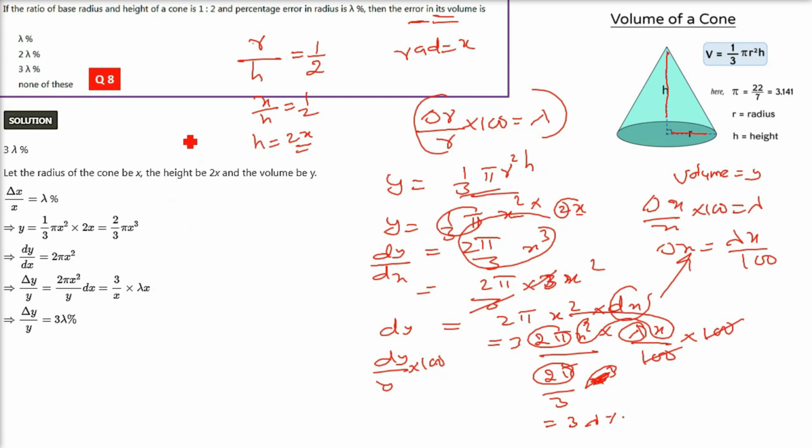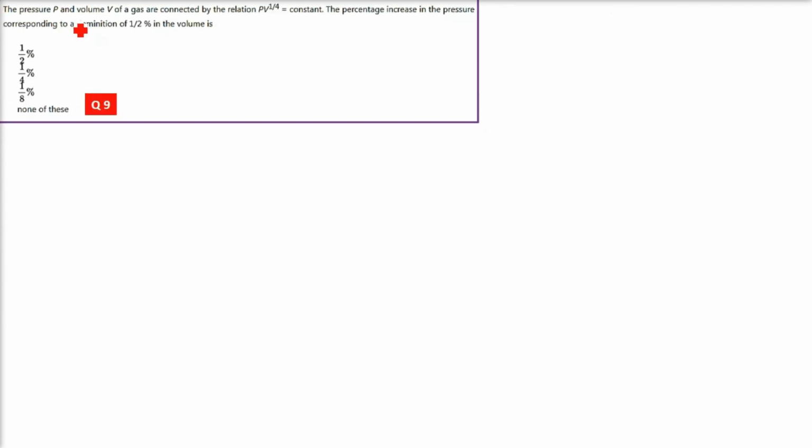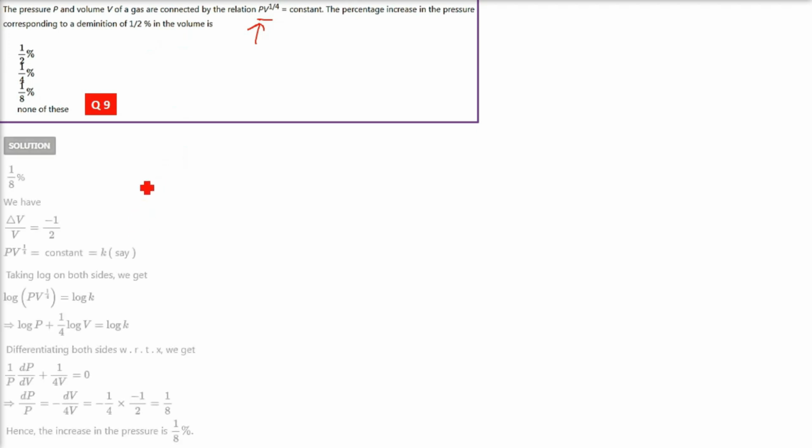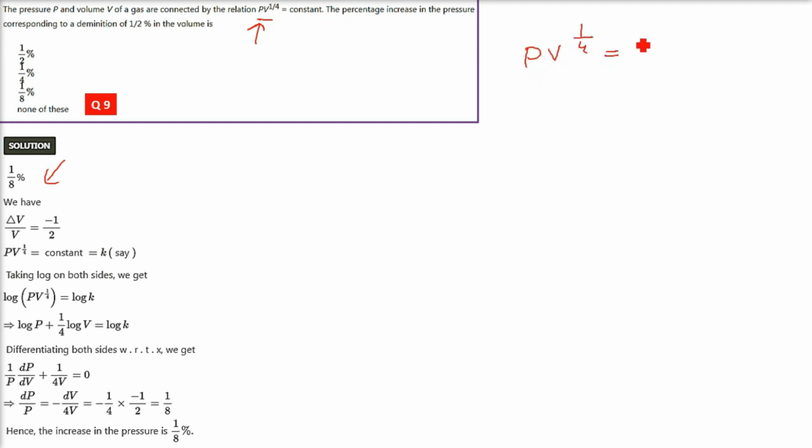So this is how you are going to follow and write. The pressure P and the volume V of a gas are connected by the relation PV to the power 1/4, which is a constant. We know that we have to take log. The percentage increase in the pressure corresponding to diminution of 0.5% in the volume is. And now this is the only catch in this question. How are we going to write the last one? If you are aware, you can just follow these instructions which are given on the left, printed, and you can go ahead. And those who want to understand, PV to the power 1/4 is a constant.